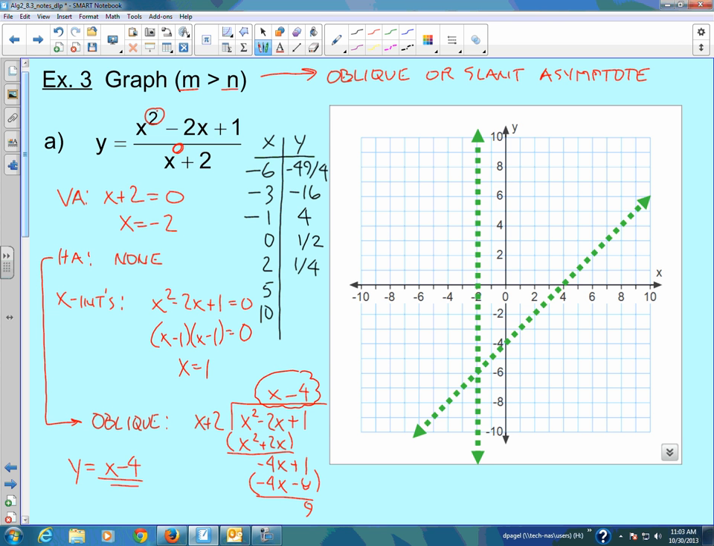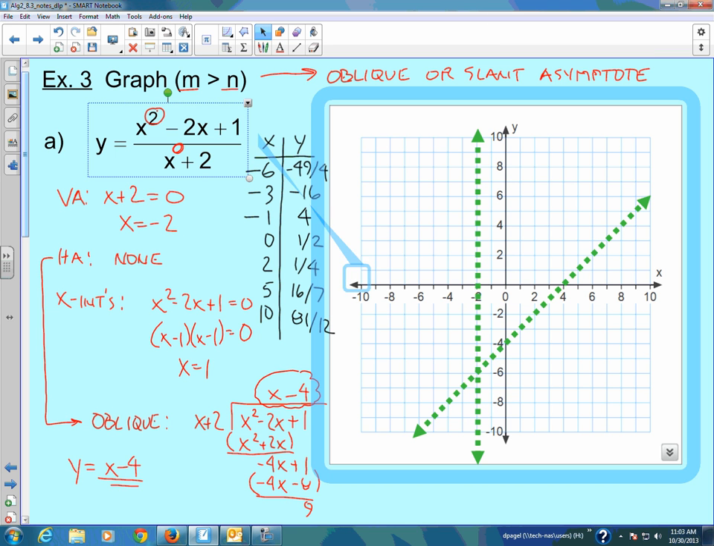5 would give me 25 minus 10 is 15. 15 plus 1 is 16. And 16 over 7. 10 would give me 100 minus 20 is 80. And 80 plus 1 is 81 over 12. And if I took all those points and plotted them, I would get this. And on my graph, I need to adjust my grid here so we can see it.